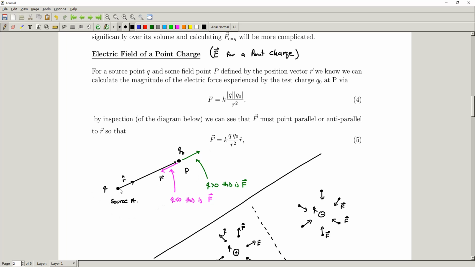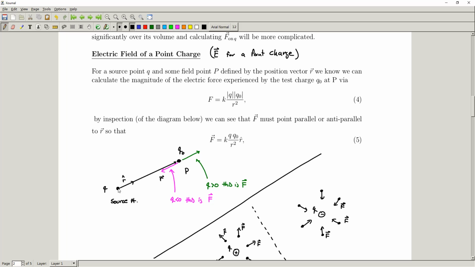Okay, so we have our source point Q located over here. That's going to be our origin of coordinates in this case. And then at some point P out here, where we put a test charge Q naught, we want to calculate what the electric force experienced by Q naught at that point is, right? And so we know how to calculate that. We did basically this in the previous video, right? And so we can do that calculation, and we can see how that's going to work out, right?